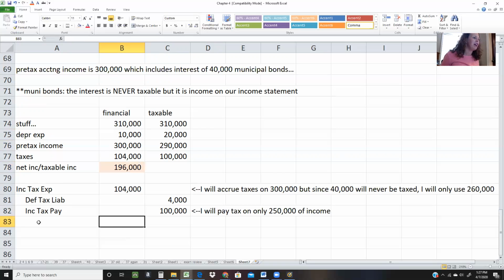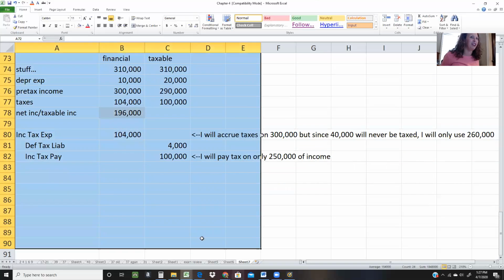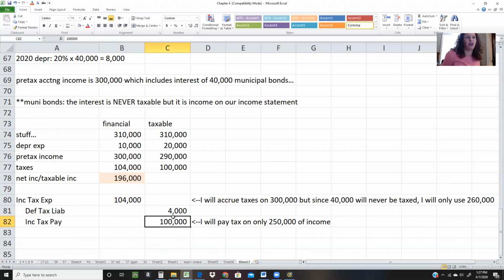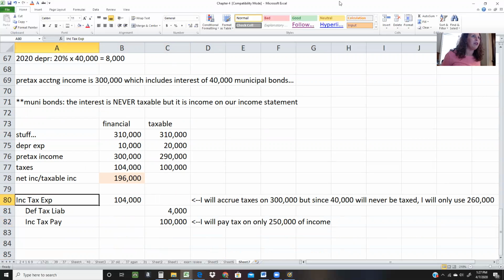So don't worry, I don't usually put this on your test. But you'll be fine. It's still a good thing to understand the fact that that money is never taxable. So you will never pay it. So there's no deferred situation because it's never going to be taxable. So, all right, I'll stop my share.